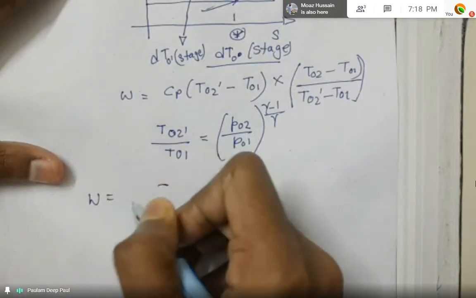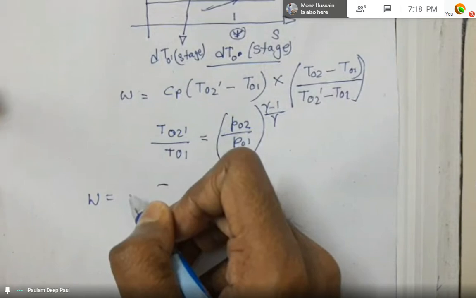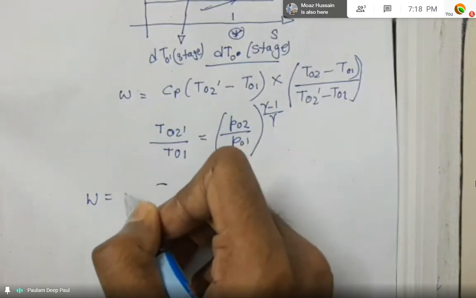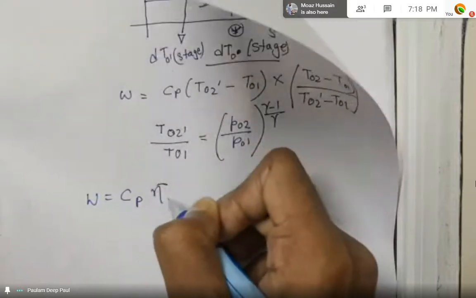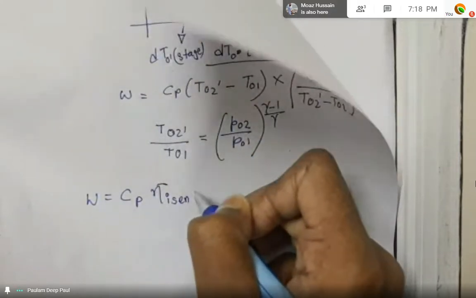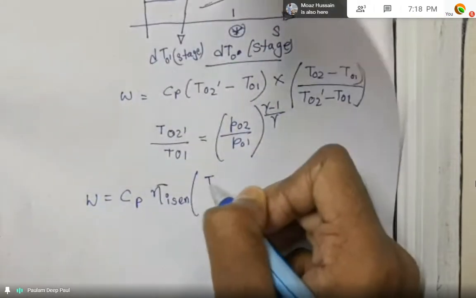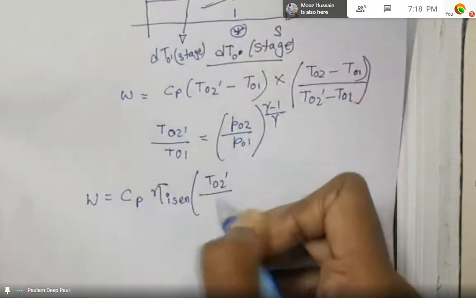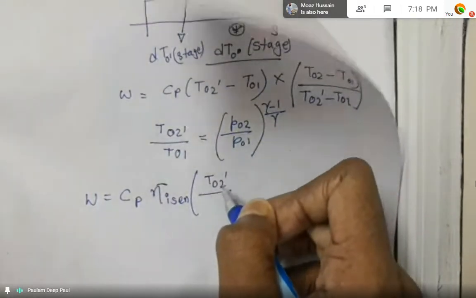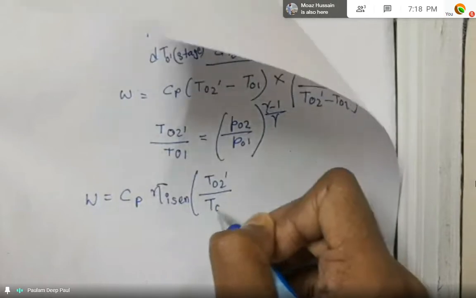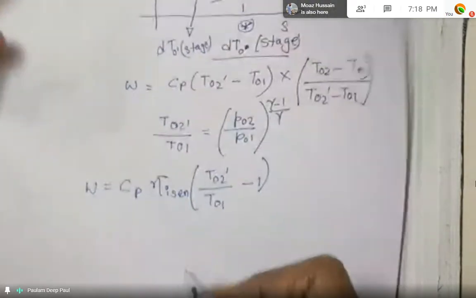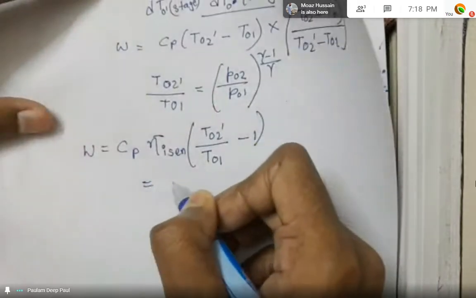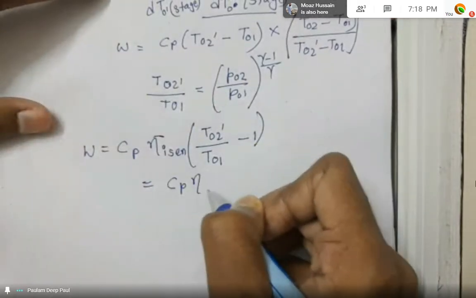So the work done is equal to, if we introduce the efficiency factor here, C_p, the isentropic efficiency, multiplied by the temperature at the 0 2 prime point divided by the temperature at 0 1, minus 1. And we can further write it down as this.